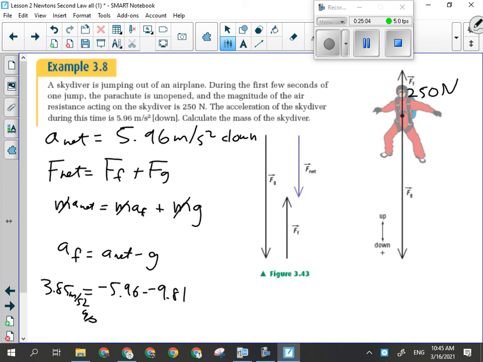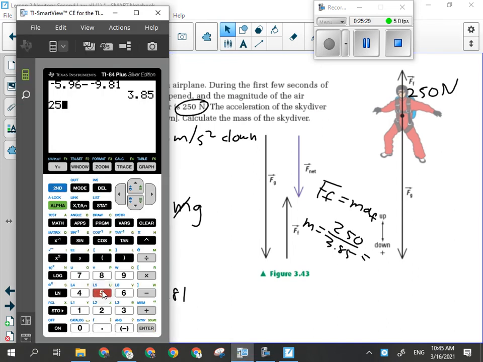All right, now that I know that, I can go back to this. The force of friction equals mass times the acceleration due to friction. I know the force of friction, 250. I know the acceleration, 3.85. Now I can solve for m. So m will equal 250 divided by 3.85. All right, so we're looking at the person's mass being 65 kilograms.